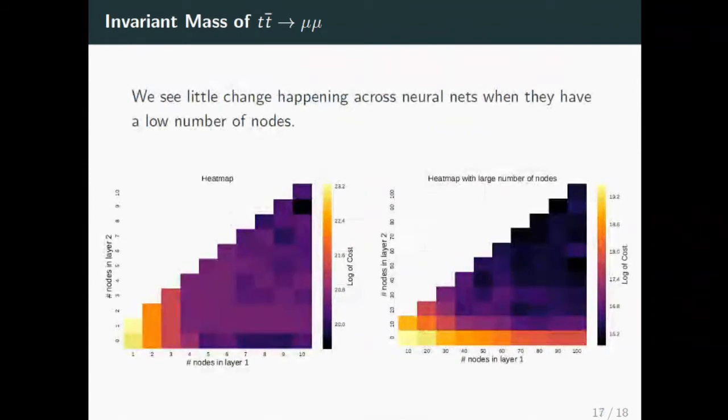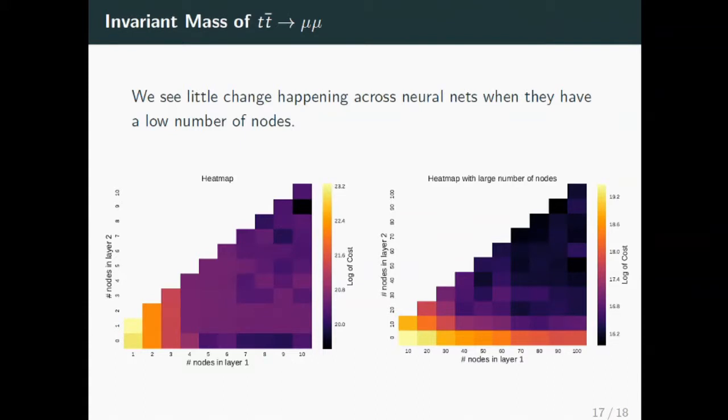I think the heat map here also illustrates this. This is the number of nodes in layer 1 versus nodes in layer 2, 1 to 10 and 0 to 10. So there's not very many nodes here, and you see very little progression in accuracy. You don't really see any change. When you have a huge number of nodes, say 10 to 100 and 0 to 100 here, that's when you finally get to see some progression in getting better accuracy.